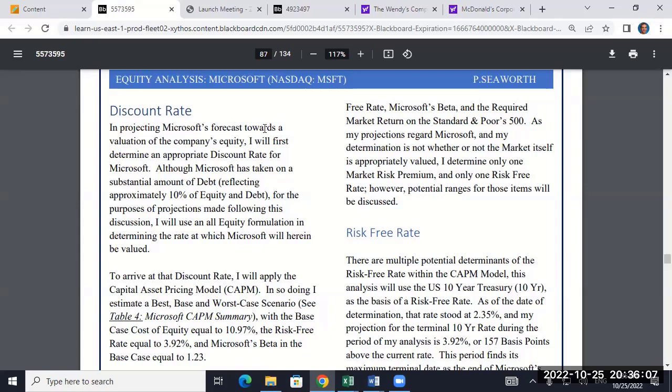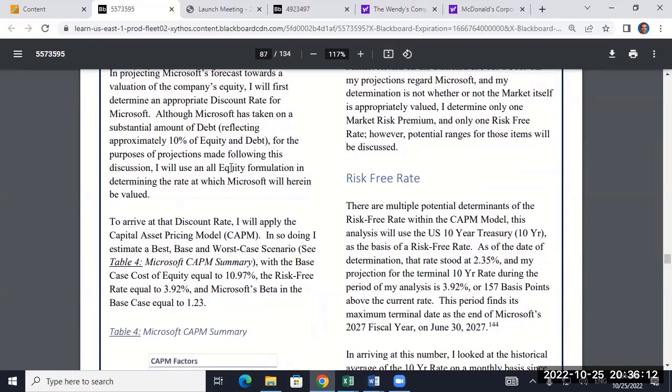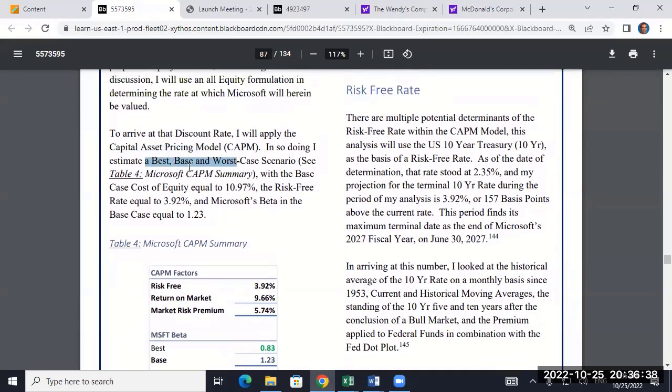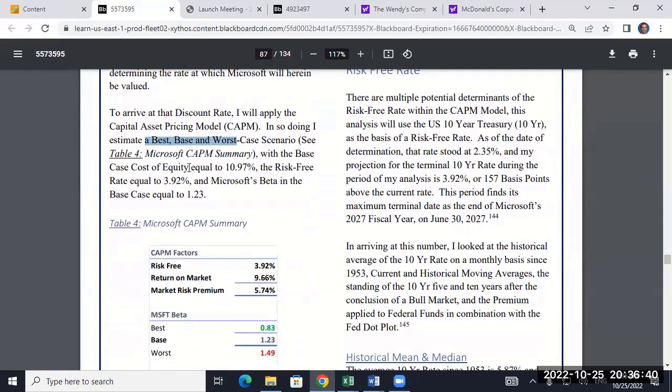In projecting Microsoft's valuation, discount rate for Microsoft, a lot of debt. Now Microsoft has a lot of debt, but they also have a tremendous amount of cash. Like a company I was looking at the other day, their interest expense was negative and they had debt. They had $300 million of debt and they had $900 million in cash. So they make more interest than they pay in interest. Microsoft is one of those kinds of companies. To arrive at the discount rate, I'll apply CAPM. I think that's about all he talks about CAPM.